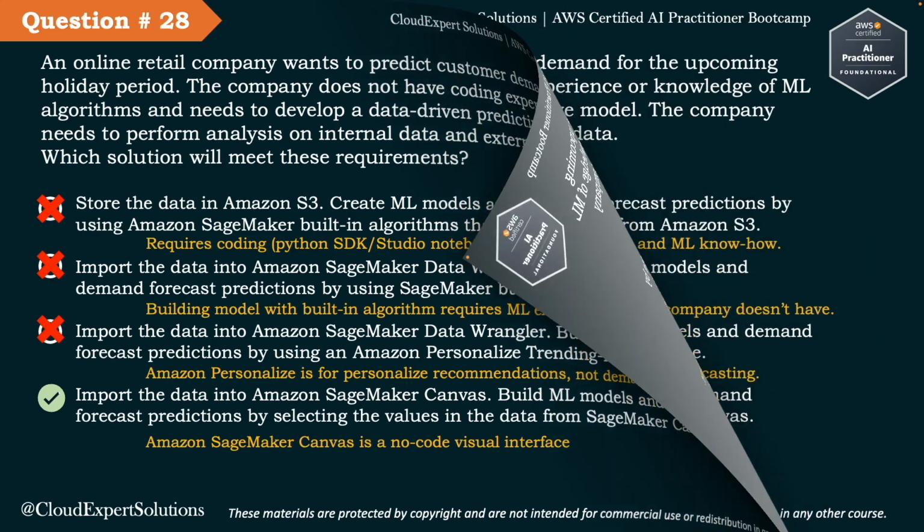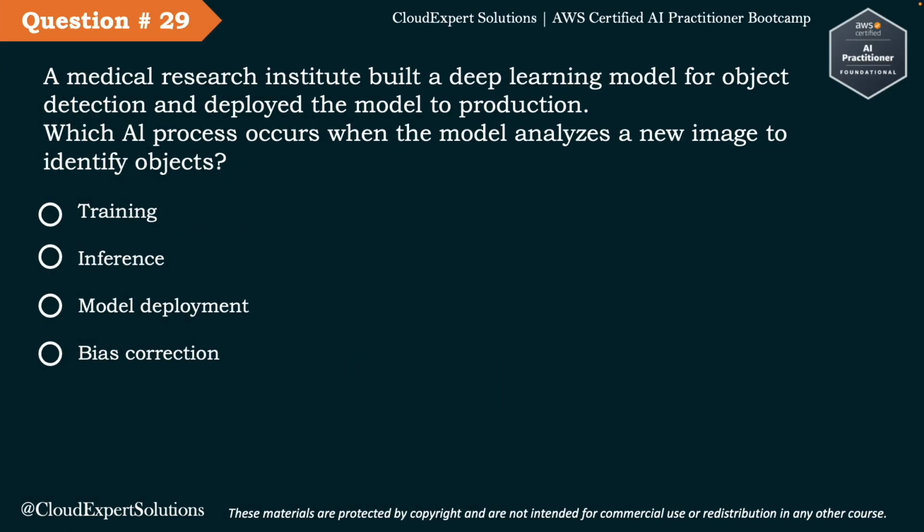Let's move to question number 29. A medical research institute built a deep learning model for object detection and deployed the model to production. Which AI process occurs when the model analyzes a new image to identify objects?